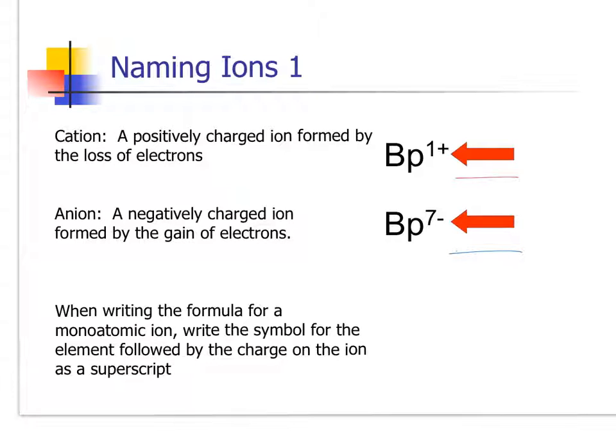Now another way to remember that is that cations are positive because cats have paws. Anions is usually the anti. If you were anti-homework, you would think that homework was negative, and therefore you would not want it.